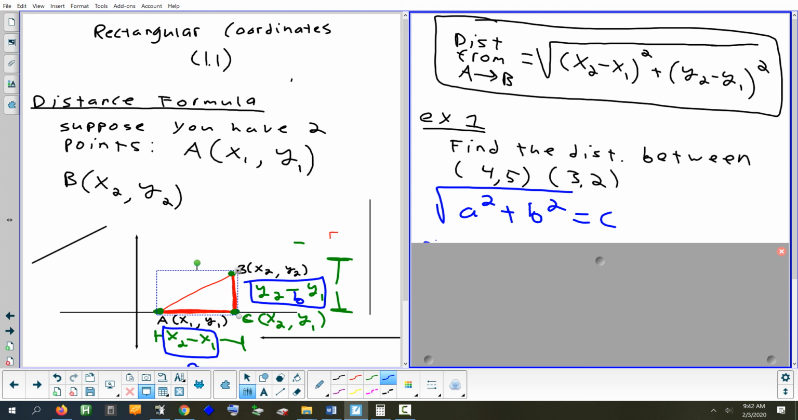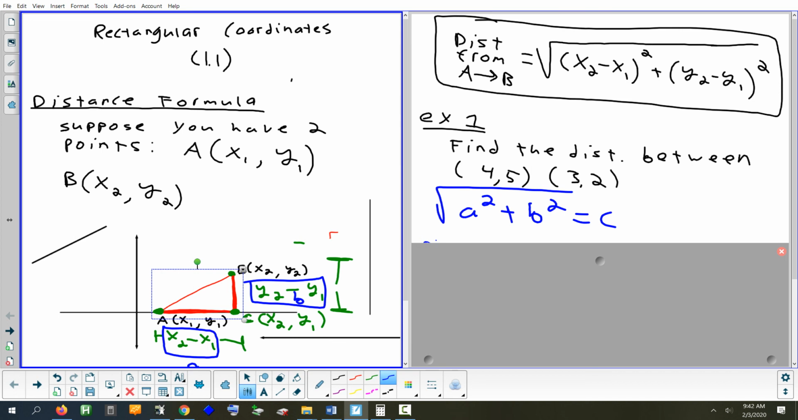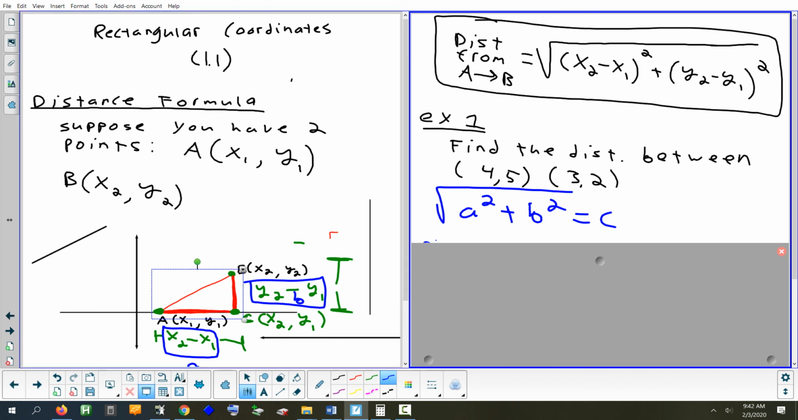Yes, it is a squared plus b squared equals c squared, but if you want to know what c is, just take the square root of both sides. So square the base, square the height, add them up and take the square root. Base, height, add them up, take the square root. So the distance formula is really just the Pythagorean theorem. That's what you're doing when you find the distance between 2 points.